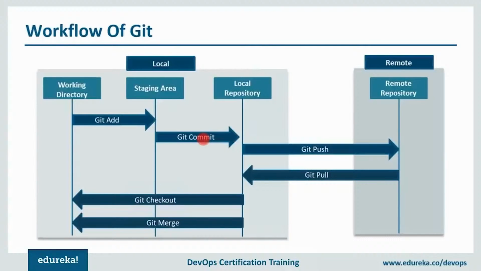So for that, I'll perform the git commit operation and then I'll commit all the changes to the local repository. And once I'm done with all the set of changes, I'll go ahead and push these changes to the remote repositories as well. After that, you can perform the git pull operation to add whatever is there in your remote repository to your local repository, and then you can perform the git checkout command to add it to the working directory as well.